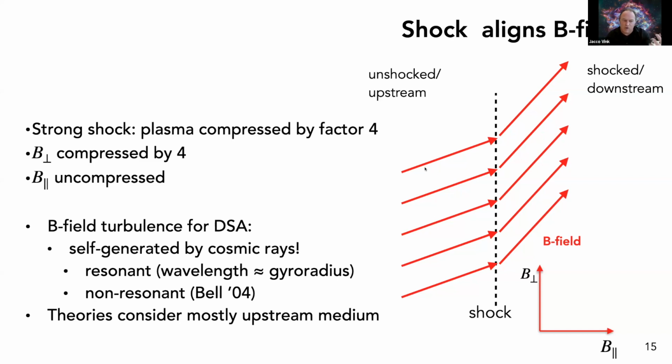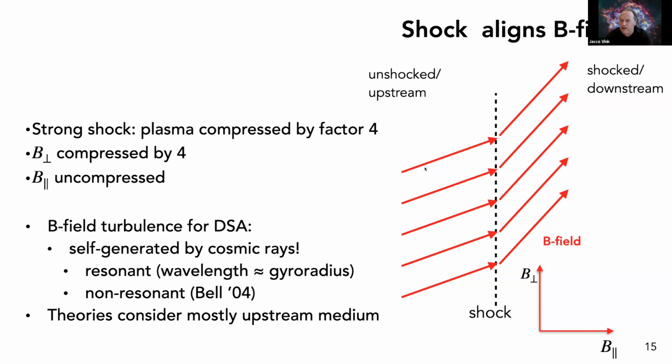And the self-generation of the turbulence is actually distinguished between resonant, that means that the wavelength is sort of the same as the gyro radius. So if you have cosmic rays with a particular energy, they generate a lot of turbulence with the same gyro radius as the wavelengths of these magnetic field waves. And then you have the non-resonant one, the Bell instability that I already talked about.